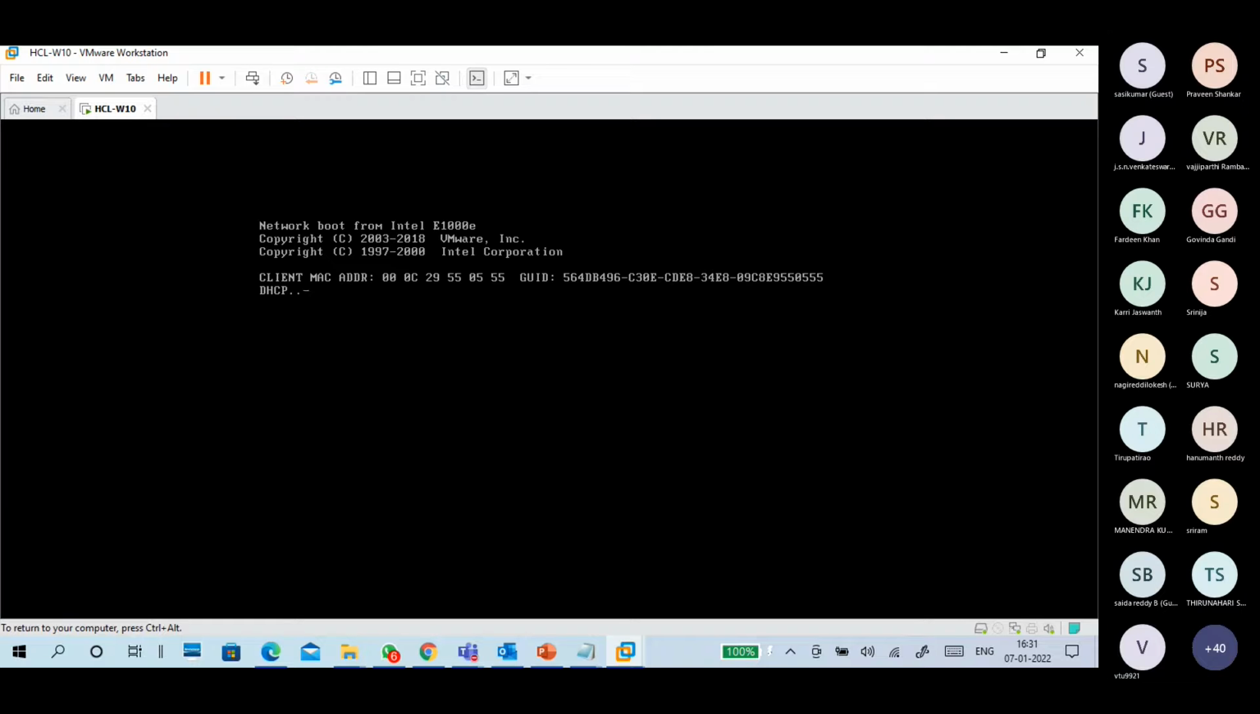So what you will do? See shortly when you see the VMware logo, in the bottom there is a line. It's like press F12 to startup or F2 to enter setup, something like that it is showing. So look at that one.